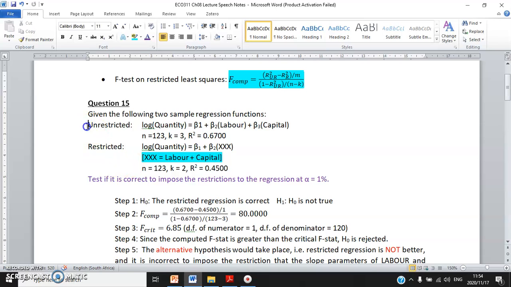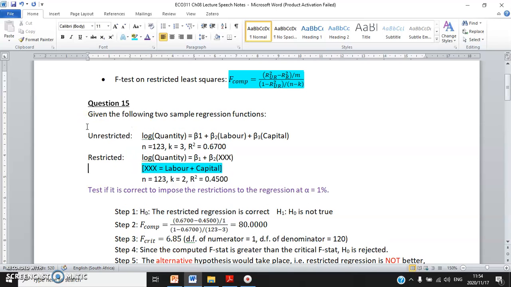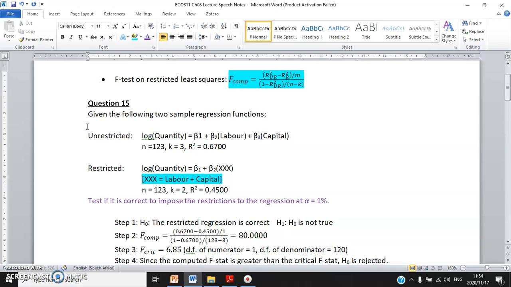Okay, so we look at question 15 as an example of f-test on restricted least square. So this is my original regression. I think output quantity is explained by labor and capital quantities. I do not impose any restriction on any slope parameters. So this is why I can immediately identify this is an unrestricted regression. And then sample size is 123. You can quickly find out the k is equal to 3. R squared must be given to you.